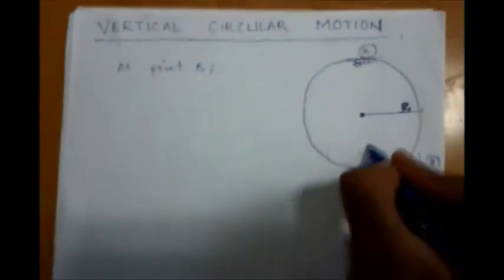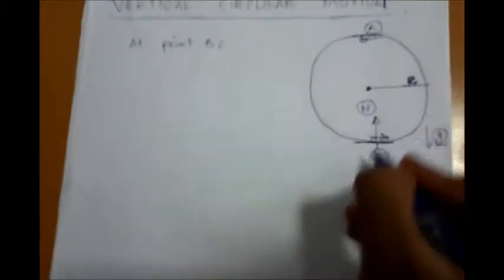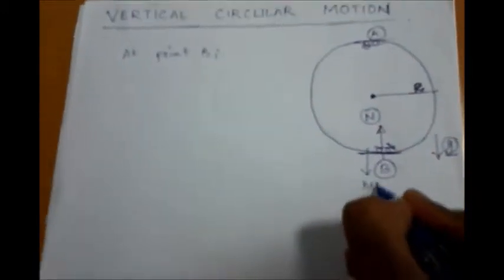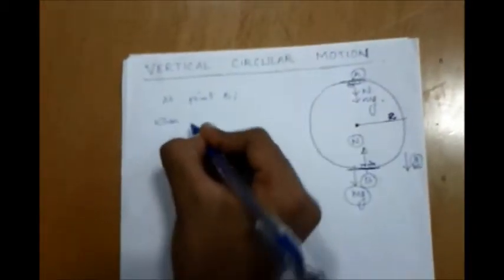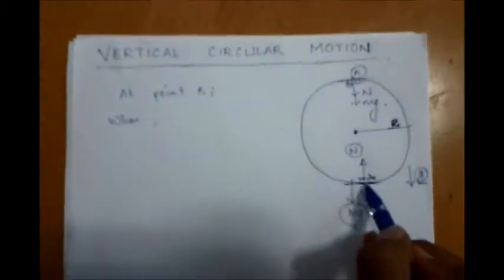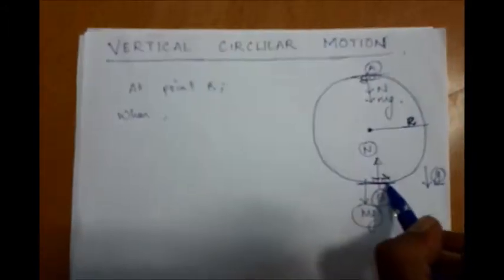At point B, we can say the normal acting on the bike rider would be towards up and the mg would be acting downwards, whereas at point A, the normal would be acting downwards as well as the mg would be acting downwards.